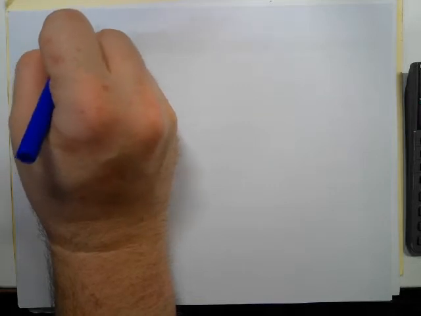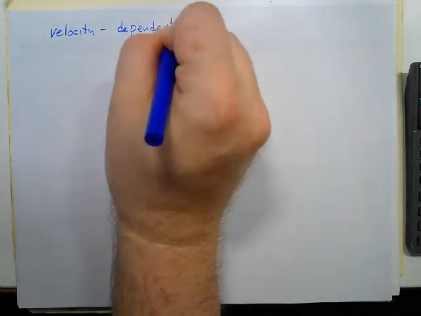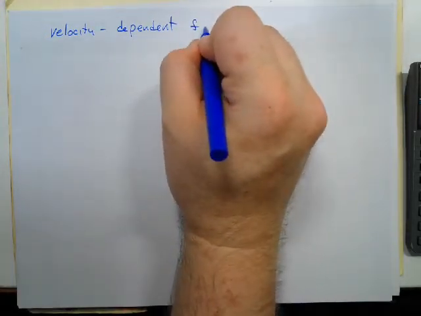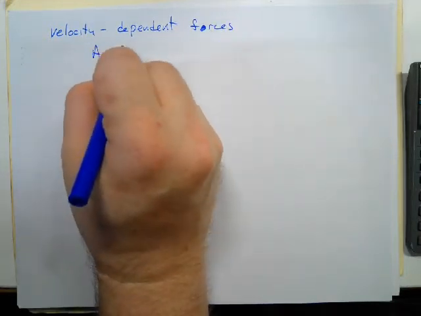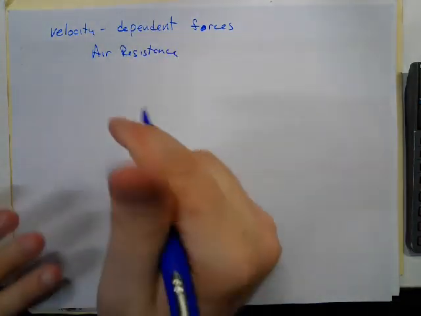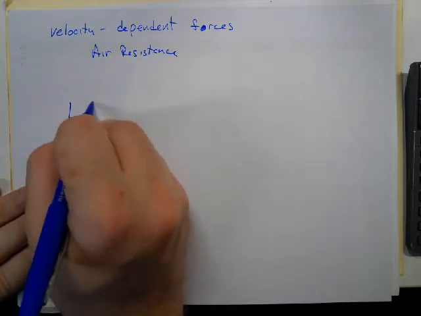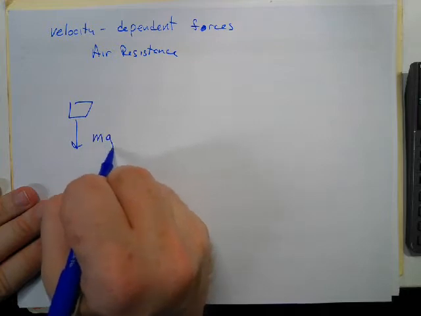This is, again, a completely optional video, but I do want to talk about velocity-dependent forces. The big example of this is air resistance. What we're going to do is say there's an object and it's going to fall. It's going to have a weight force, which is the mass times g.